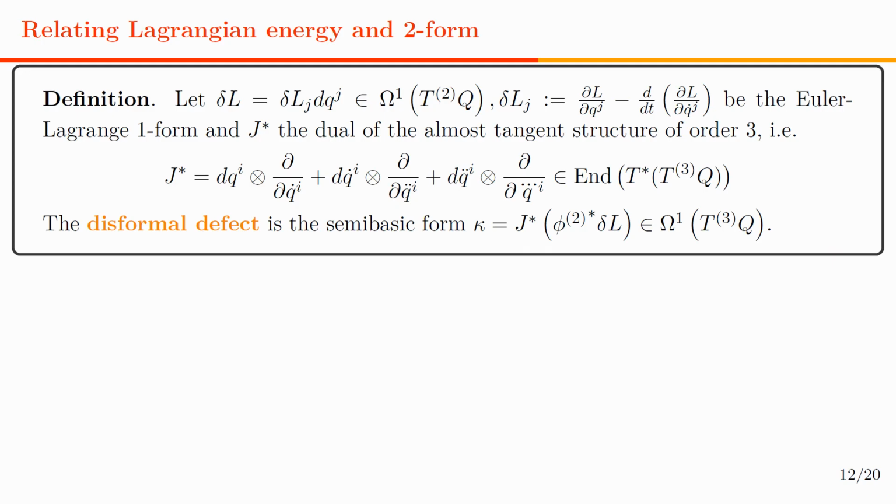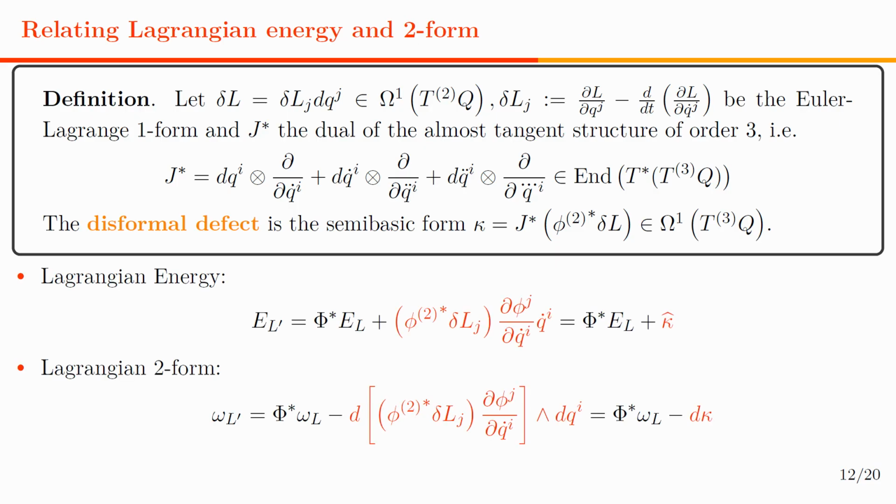Now, we want to understand what this failure is, and we define the disformal defect in this way. This is the same basic form K, which is this object here. J star is the dual of the canonical almost tangent structure of order 3, which is a 1-1 tensor on T3Q, which has the following coordinate expression, while delta L is the Euler-Lagrange form on T2Q. So it's the form whose components are given by the Euler-Lagrange equations associated to the seed Lagrangian, and we pull it back along the second lift of our disformal map.